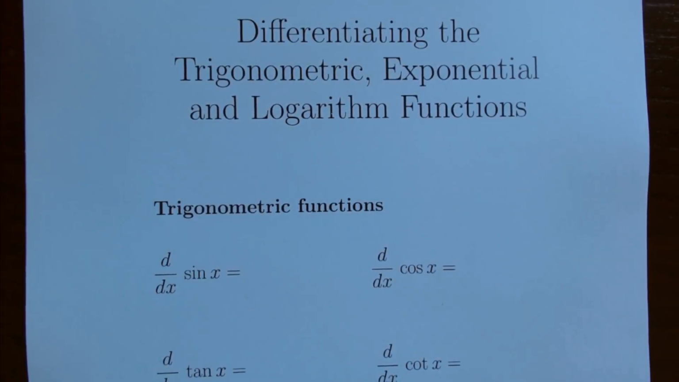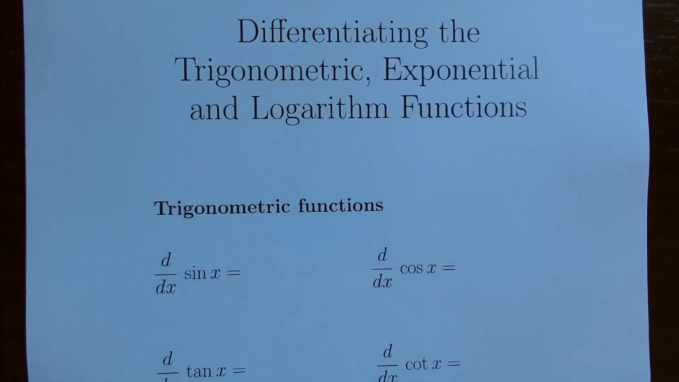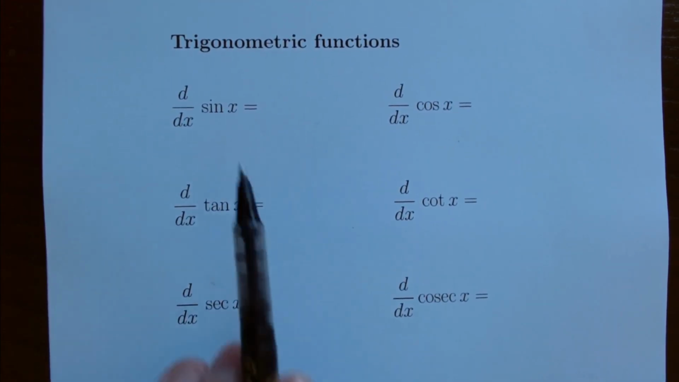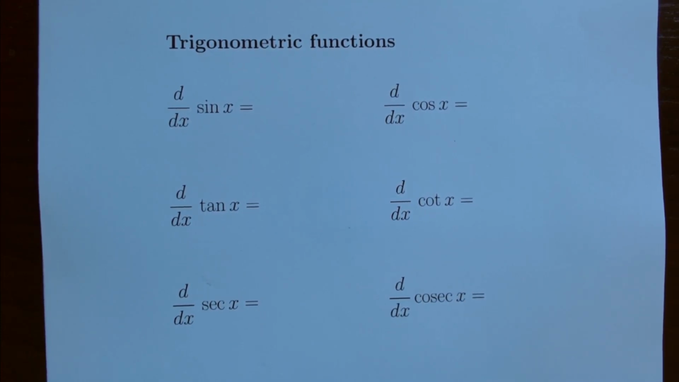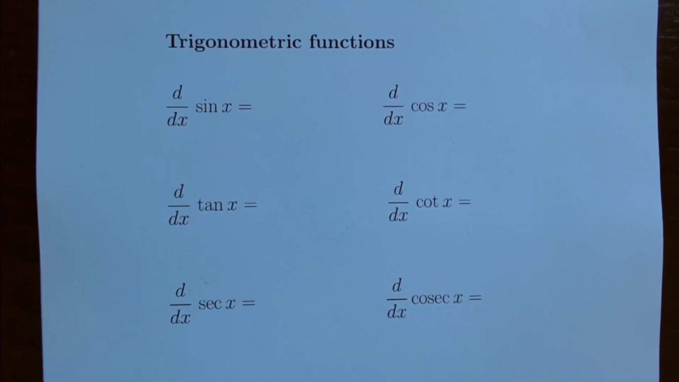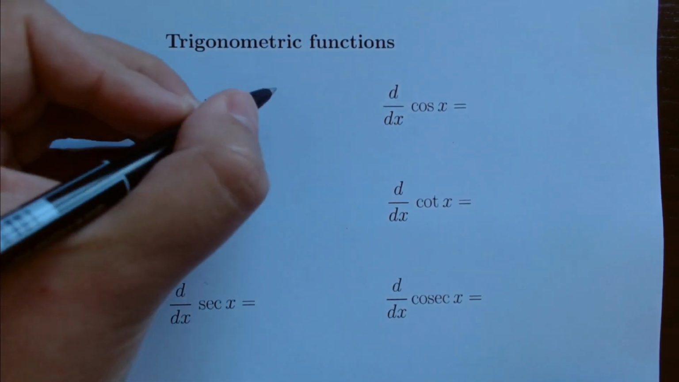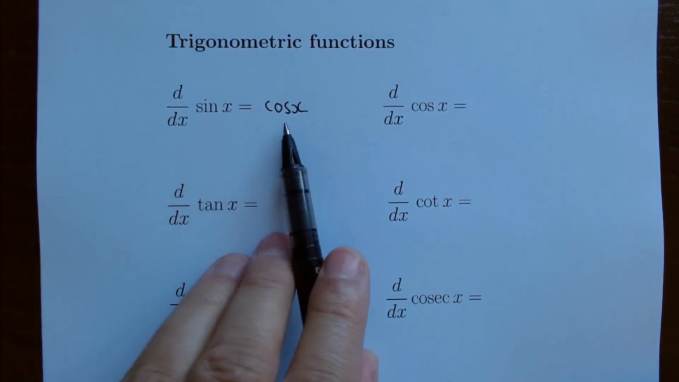Okay, so in this lesson we'll be learning how to differentiate the trig functions and also the exponential and log functions, and we'll begin with the 6 trig functions. That's sine, cos, tan, cot, sec and cosec, and we'll be just giving the results. We won't be proving anything in this lesson. That will come later on. So to begin, the derivative of sine x is cos x, and this you just have to memorize.